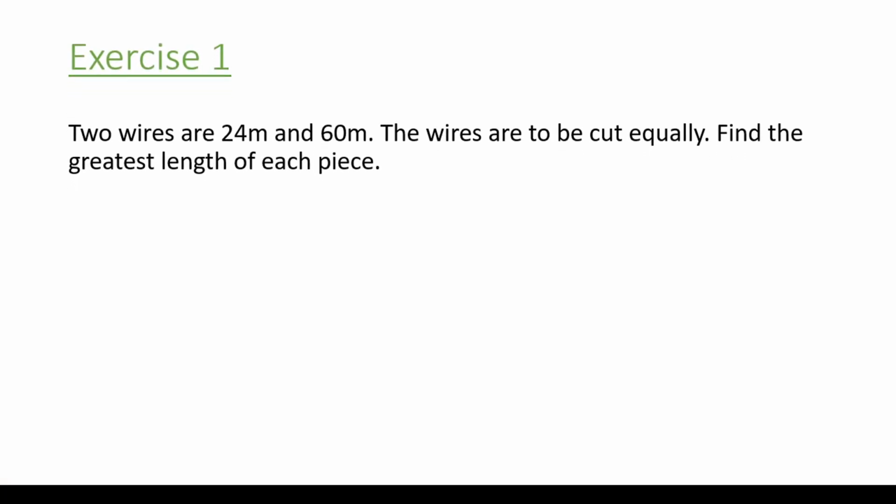So for exercise 1, 2 wires are 24 meters and 60 meters. The wires are to be equally cut. Find the greatest length of each piece. So you'll have 15 seconds for this one. And if you can't remember, write down the problem and then simply go back in the video to when I did how to solve HCF, because it's find the greatest length. So find that part and you'll be okay. So 15 seconds start now.